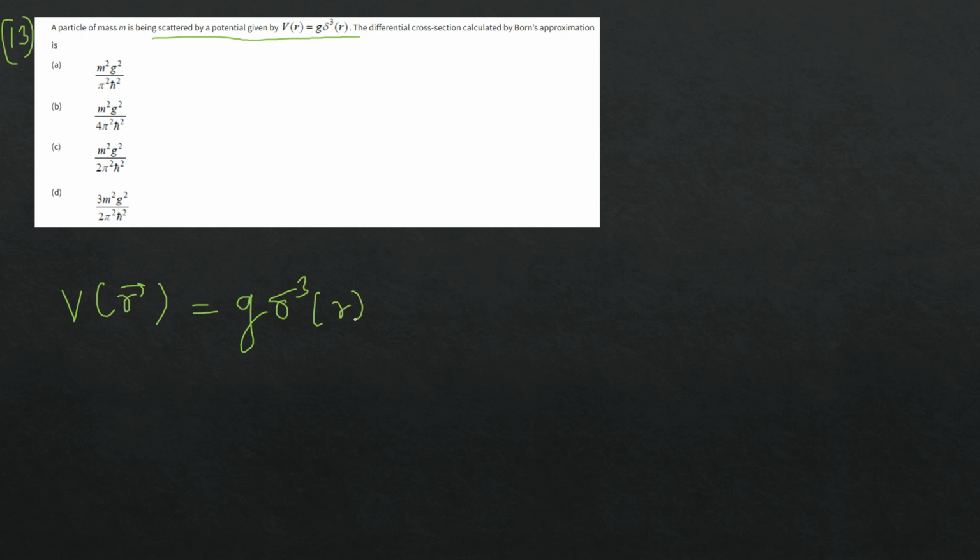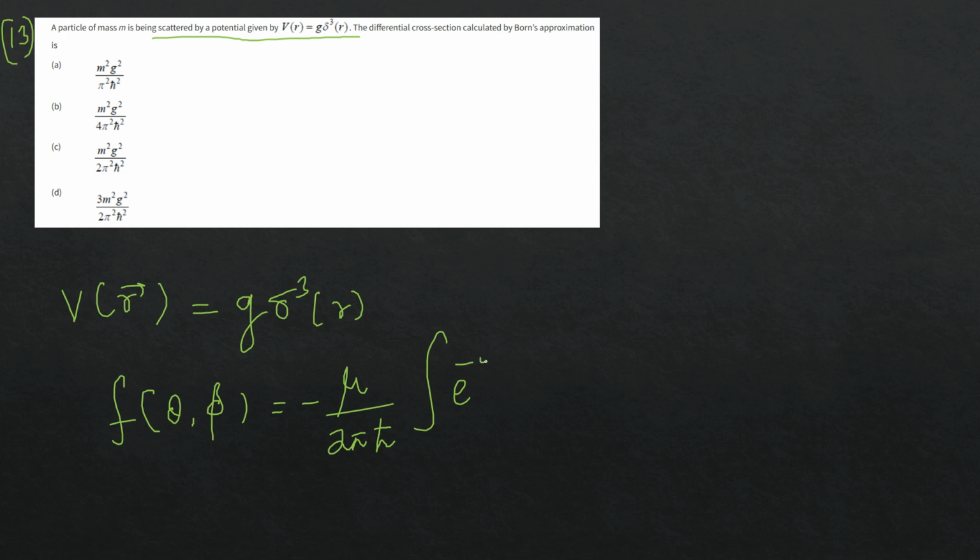All right, differential cross section. The scattering amplitude f(theta, phi) is equal to minus mu by 2 pi h cut, integration of e to the power i k dot r V(r) dr, isn't it? The delta function is here, so I will take this one.